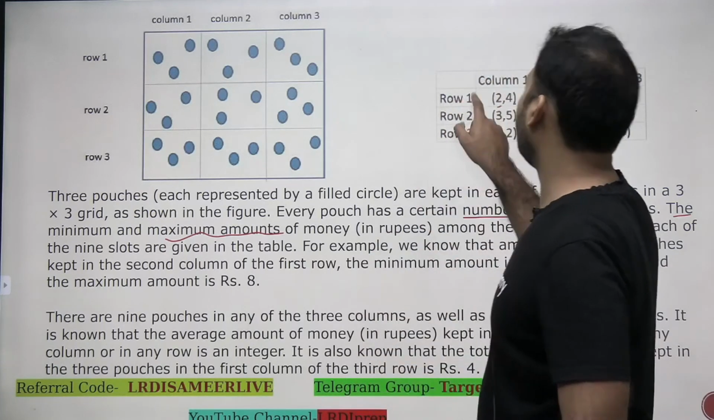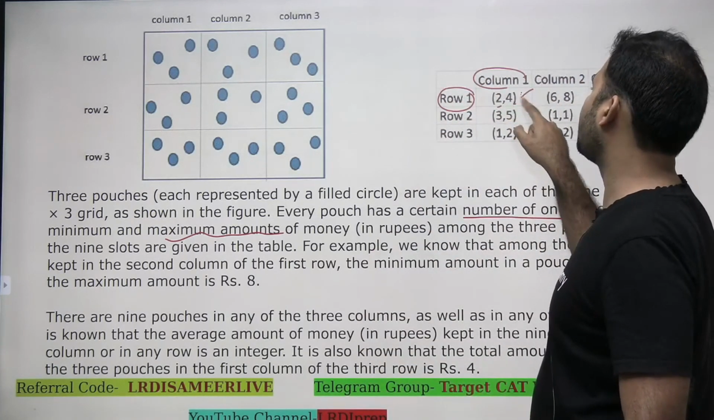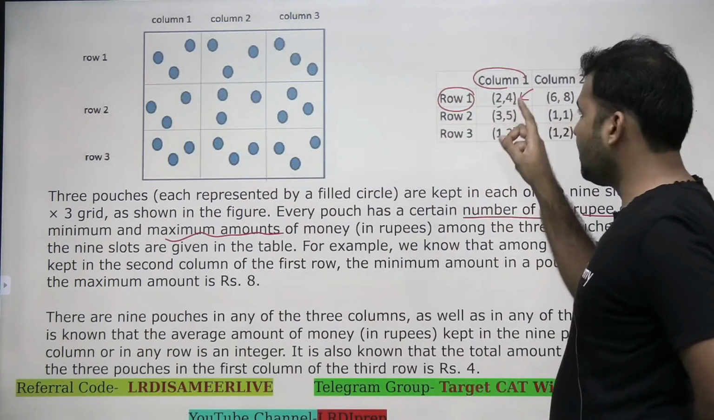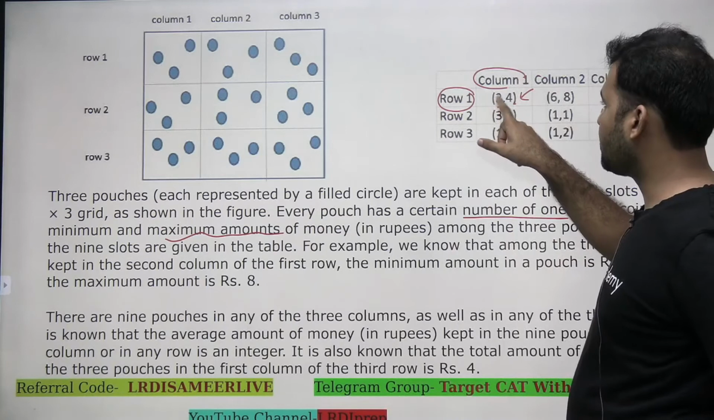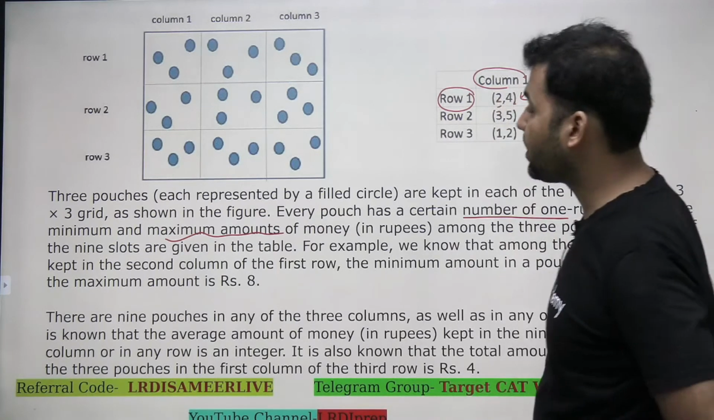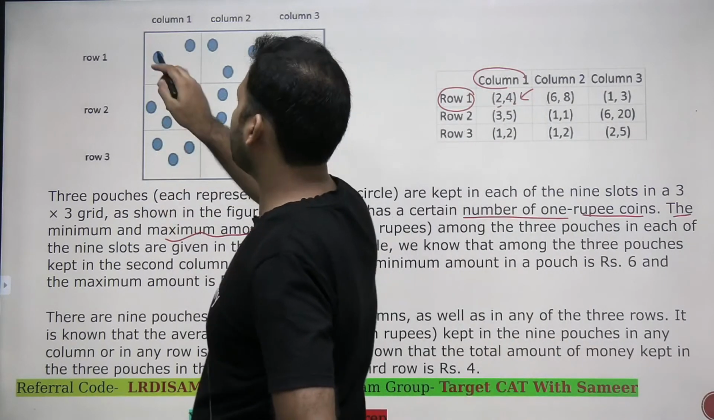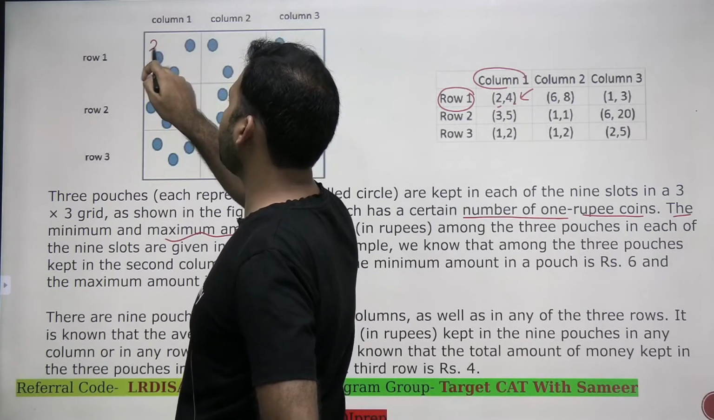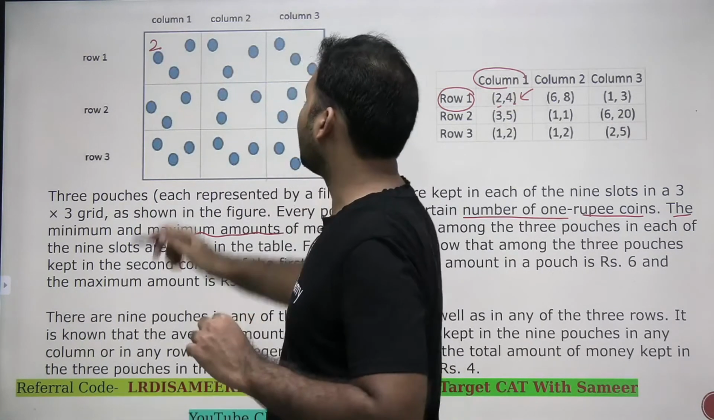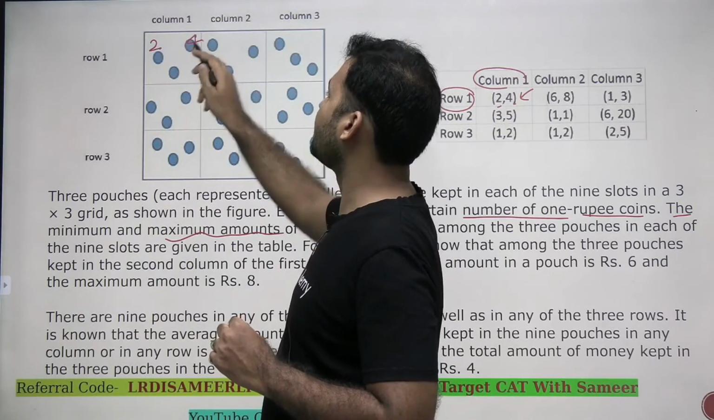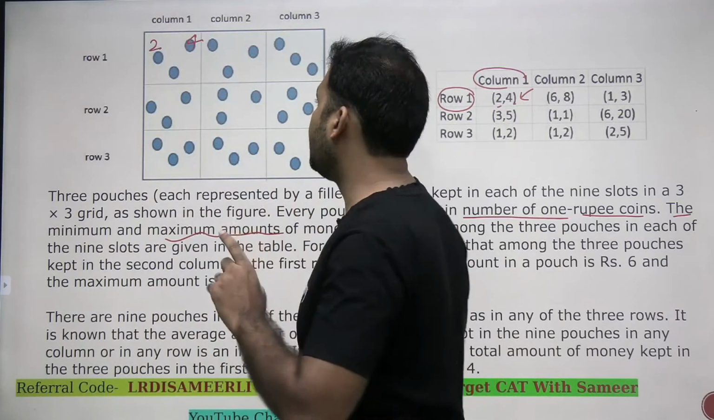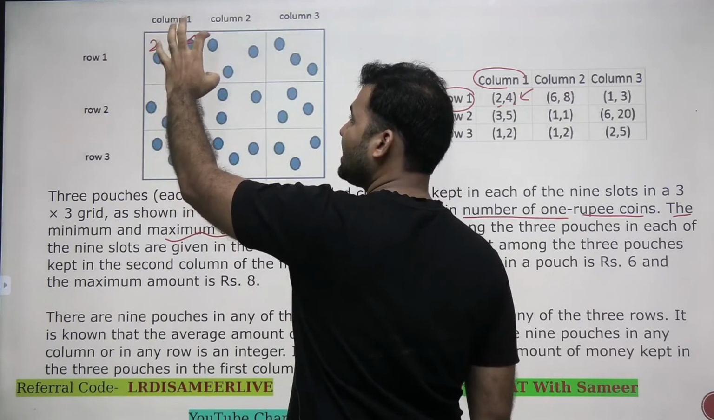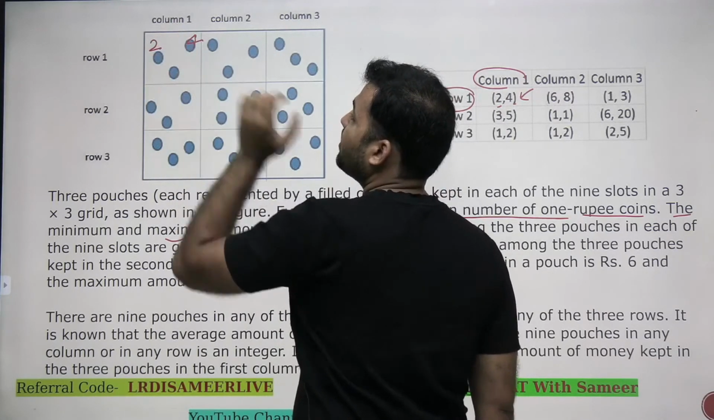For example, if I look at this row 1 and column 1 cell, it says that the minimum number of coins kept in one of the pouches is 2 and the maximum number of coins kept in a pouch is 4. So you just need to straight away use this value, that in each of these 3 pouches, 1 has a minimum number of coins as 2 and 1 has a maximum number of coins as 4. That means if this is the minimum and the maximum number of coins in pouches in this particular cell, what are the possibilities for this cell?